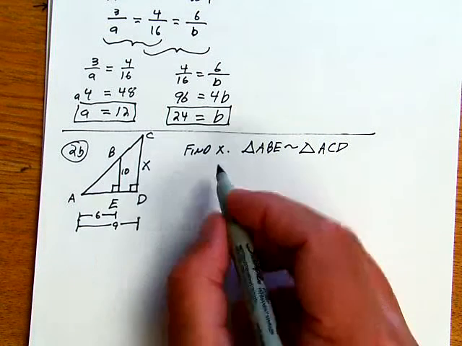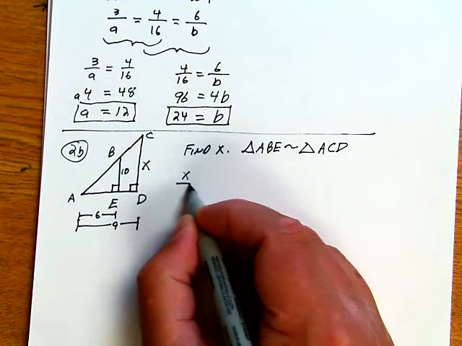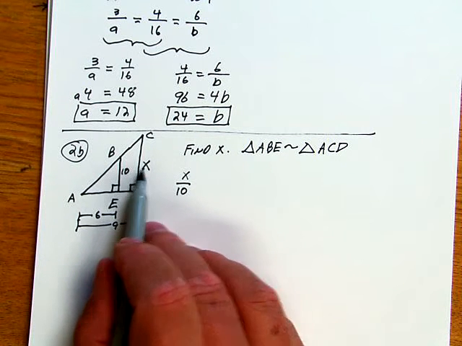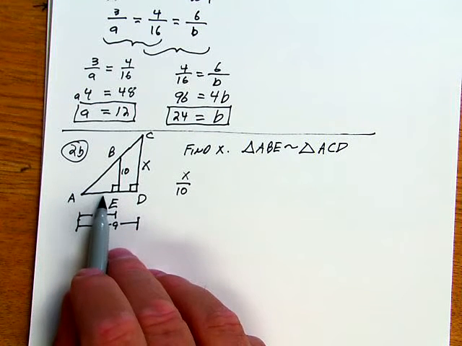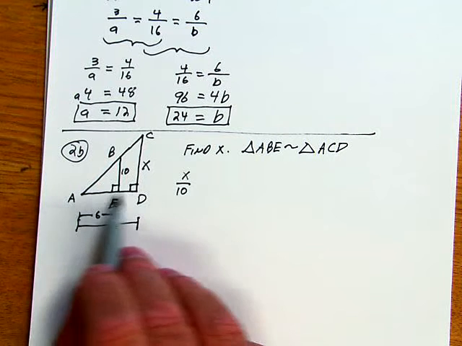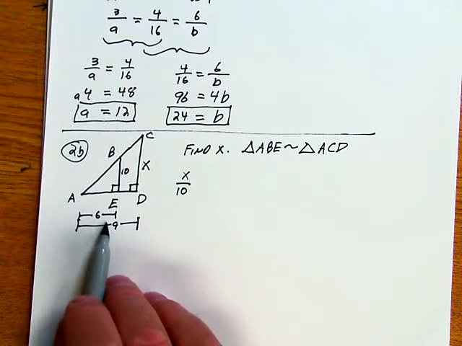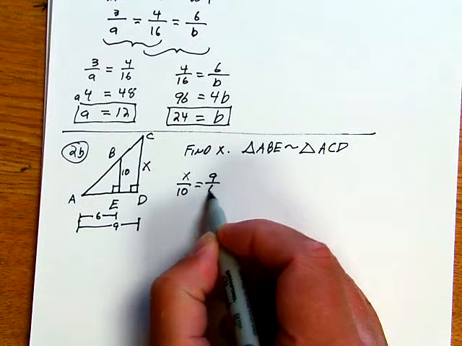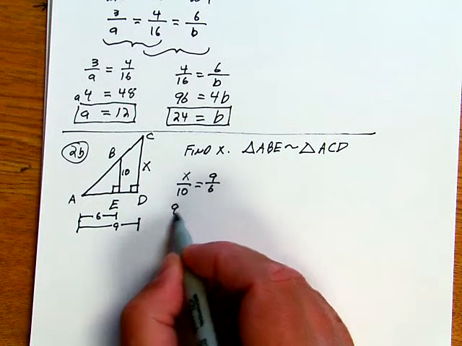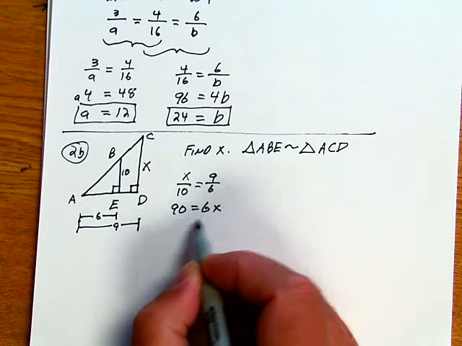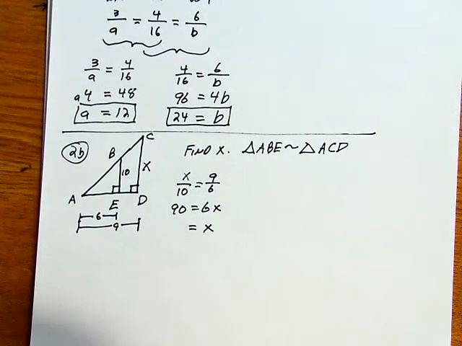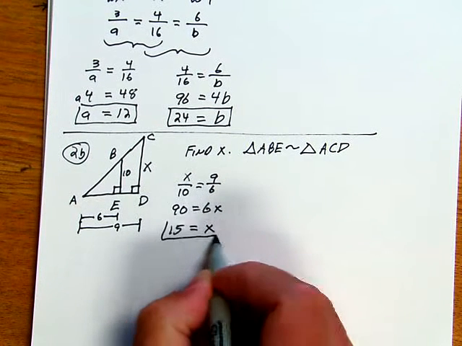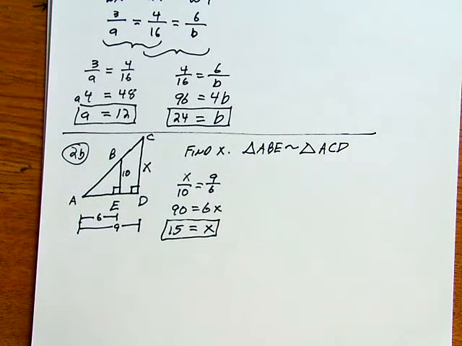We know that X over 10, which is the big triangle over the little triangle, is got to be equal to the same proportion as these two bottom numbers. So the big one is 9 over 6. We cross multiply, get 90 equals 6x. Divide both by 6, and we get x equals 15. So we've just solved for x.